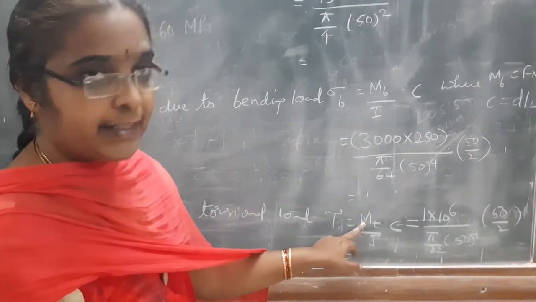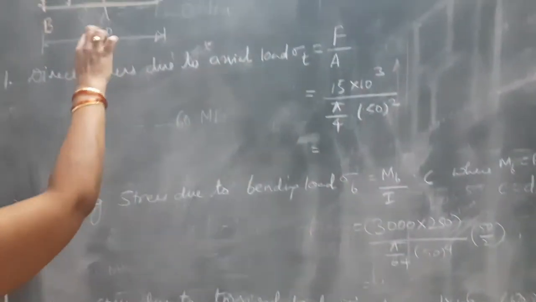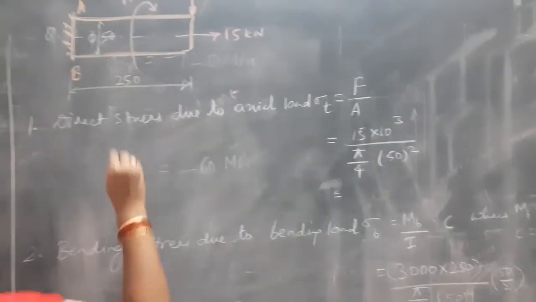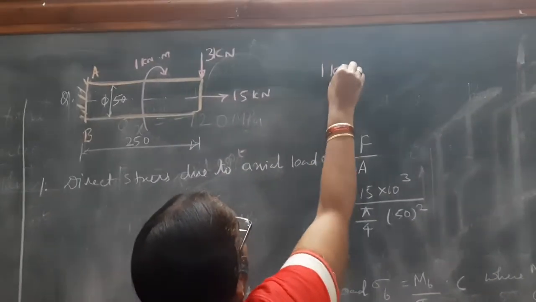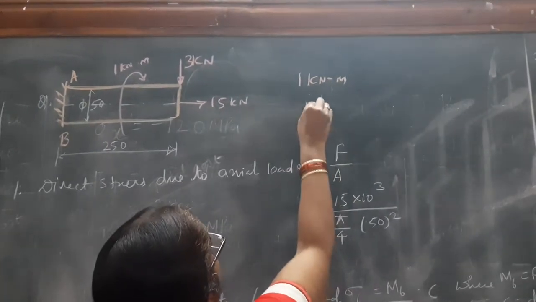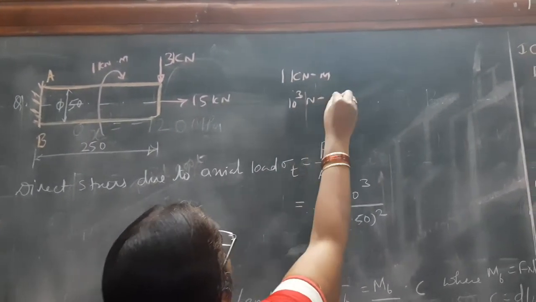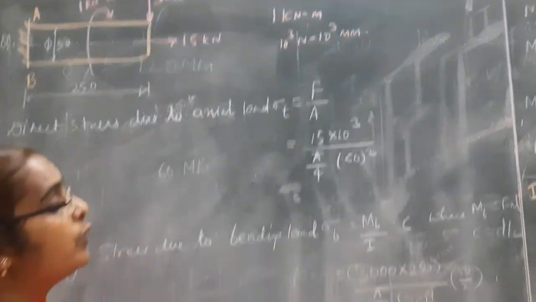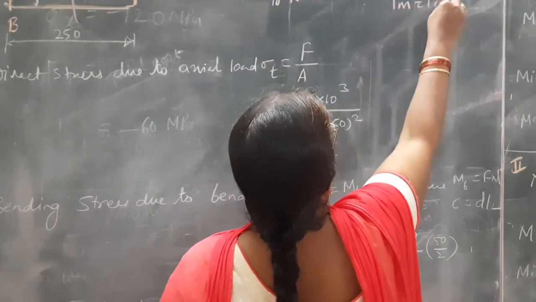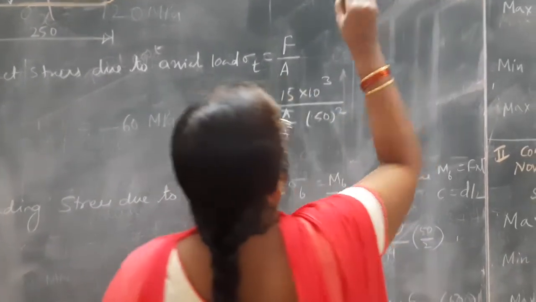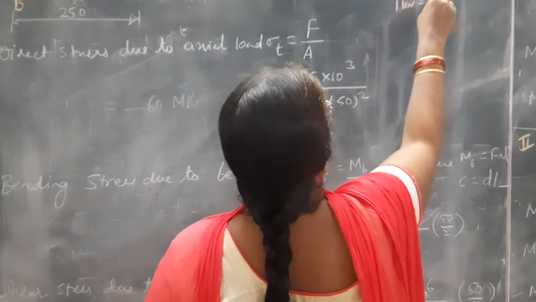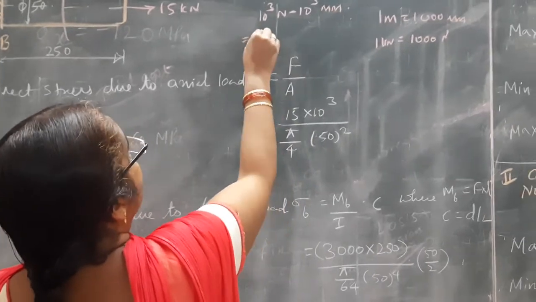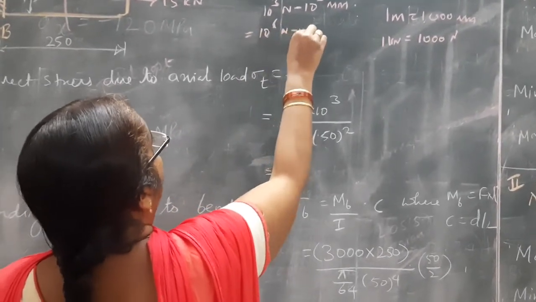What is Mt? It is the torque induced. How much is it? The torque is given as 1 kilonewton meter. Kilo means it is 10 raised to 3 newton. Meter means it is again 10 raised to 3 mm, 1 meter is equal to 1000 mm. 1 kilonewton means it is 1000 newton. So it is 10 raised to 3 into 10 raised to 3. It becomes 10 raised to 6 newton mm.